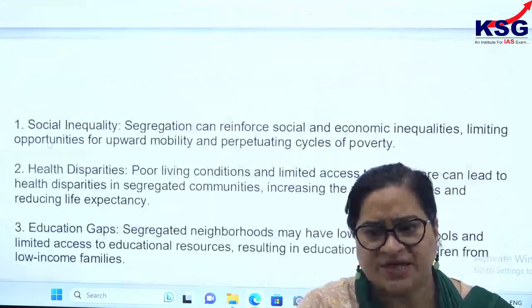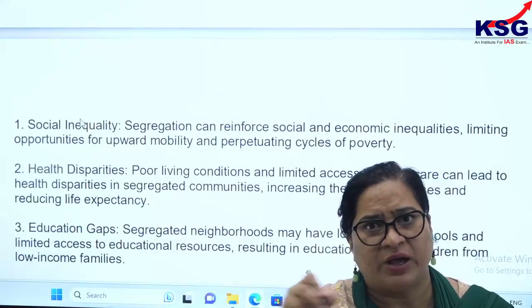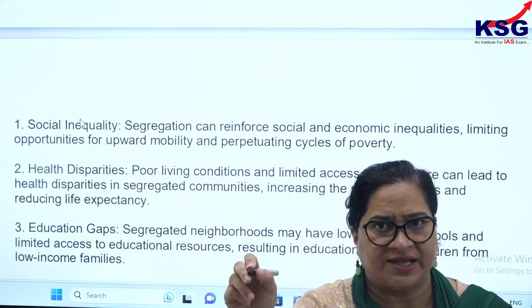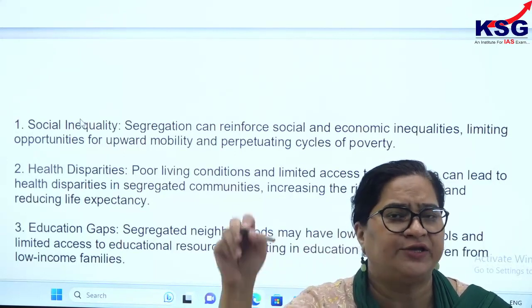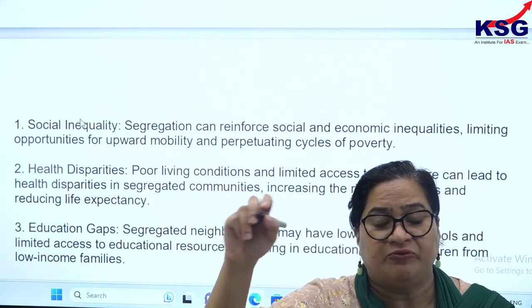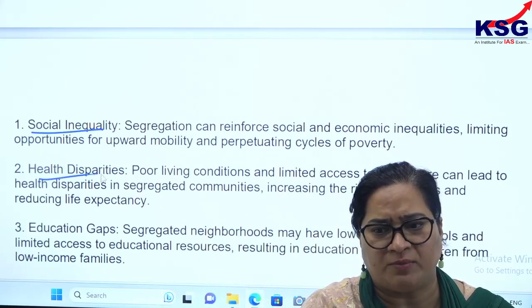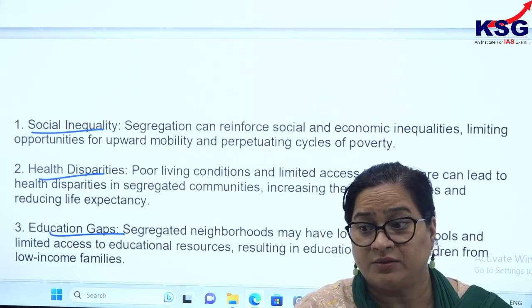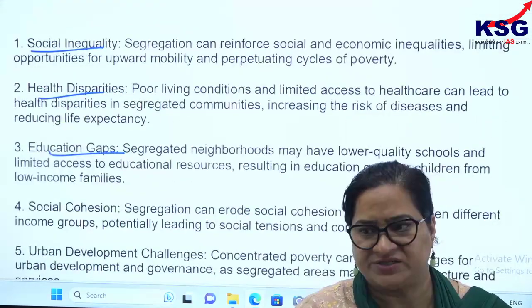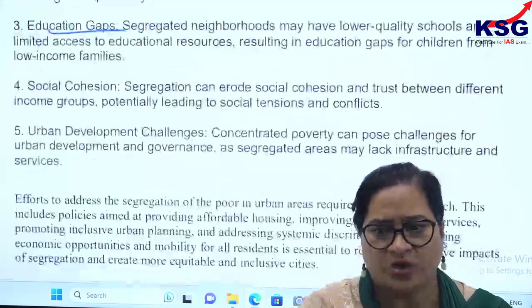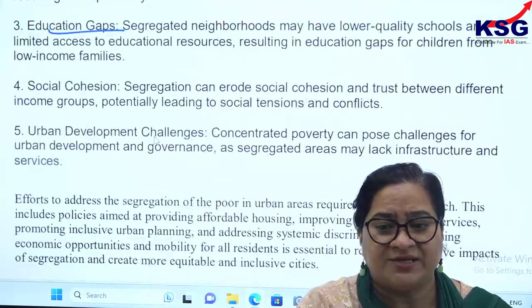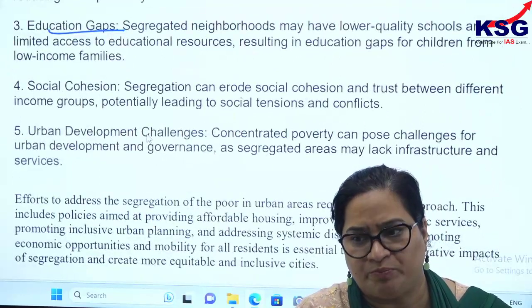So you can see it can lead to, if I were you, I would have written that this social segregation or the segregation related to urbanization further leads to social inequality, comma, health disparities, comma, educational gaps, because then elaboration will be a repetition of it, right? Okay, lack of social cohesion, comma, and challenges pertaining to urban development, full stop.